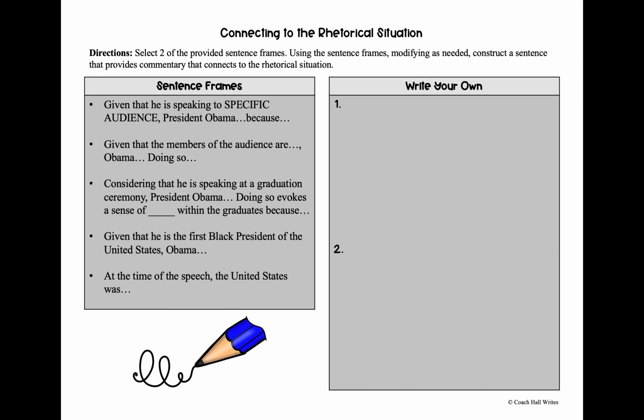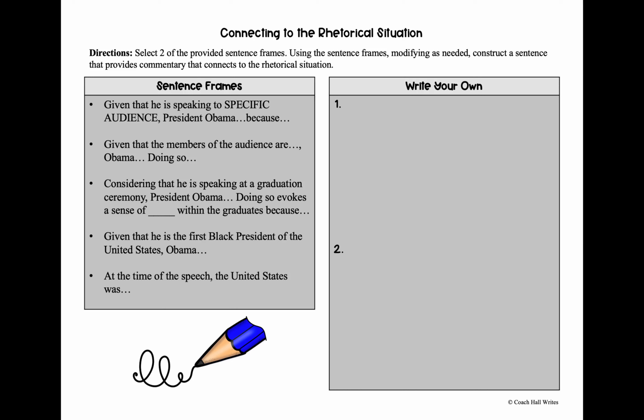For the second sentence frame, it says, "Given that the members of the audience are..." This one is again addressing the audience. So you would probably fill it in a very similar way to that top sentence. Given that the members of the audience are graduating from a historically Black college. Or you could say something like, given that the members of the audience are about to embark on the next chapter of their lives. That might be a little bit cliche, but it would fit given that it's a graduation ceremony. So lots of different ways to finish that clause there. Then you'll put a comma, then you'll say Obama or President Obama, and you'll finish your claim.